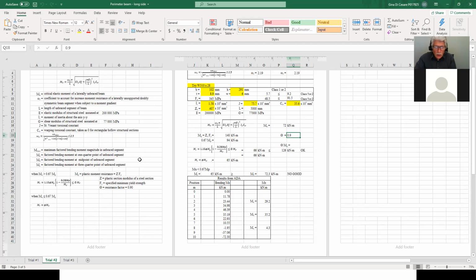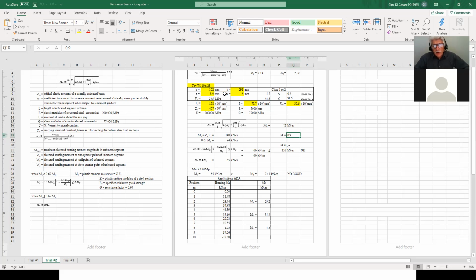So what I want you to do on your own is try a W360 by 33. In other words, go get all the values for W360 by 33. I'm sure it's going to work, because I did it myself. In the Excel file, you'll have a third trial here, and I even put here, try a W360 by 33. Put in all the values for W360.